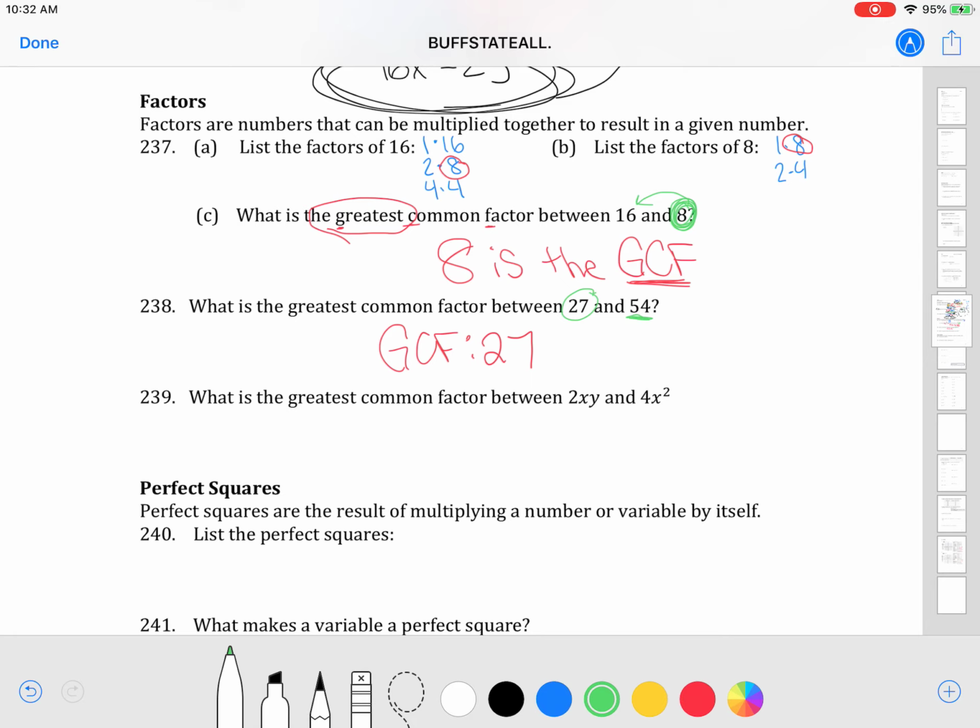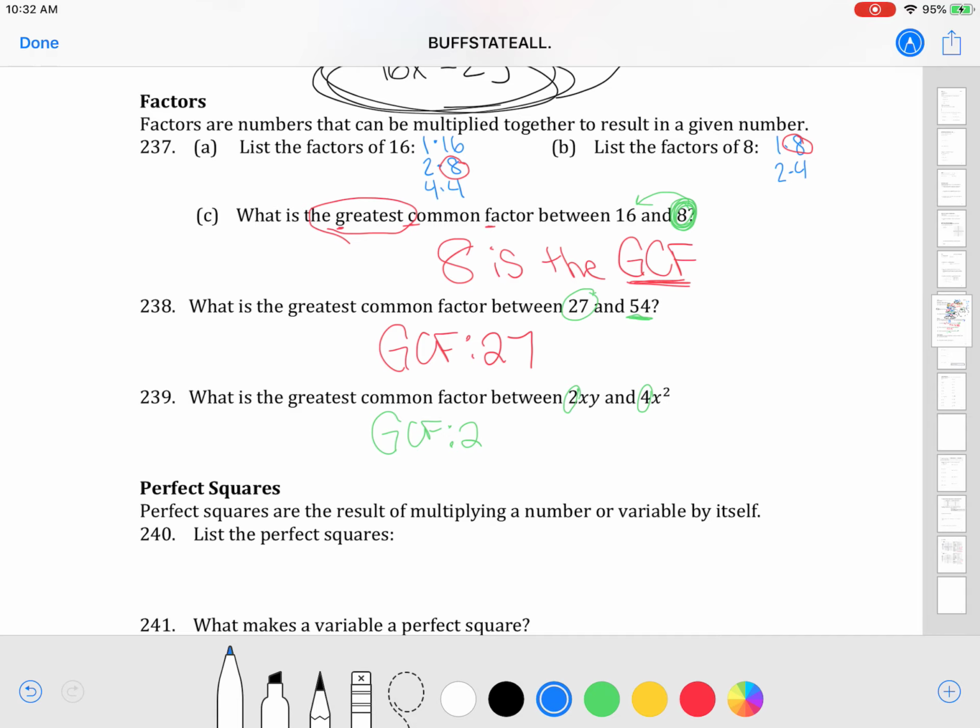Okay, so using what I just said again, because I know it's kind of a lot to take in, 239, what is the greatest common factor between 2xy and 4x squared? Ignore the letters for now and just look at your two numbers. I have 2 and 4. 2 is the smaller of both of those numbers, so the biggest factor that goes into 2 is 2. 2 also goes into 4, so my GCF is going to contain that 2. It has to.